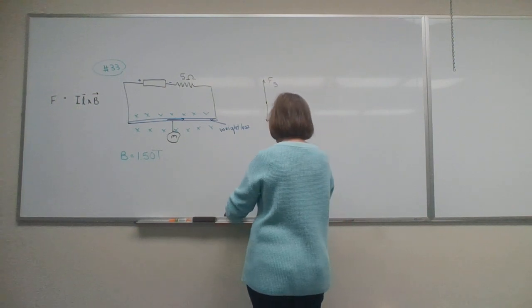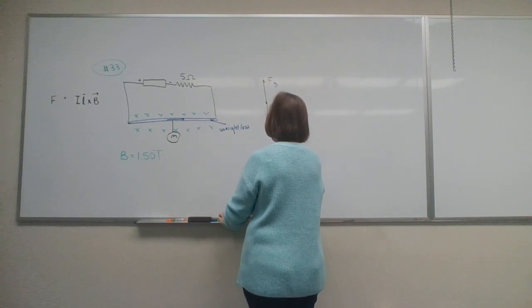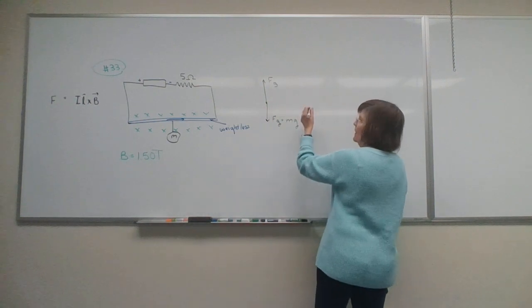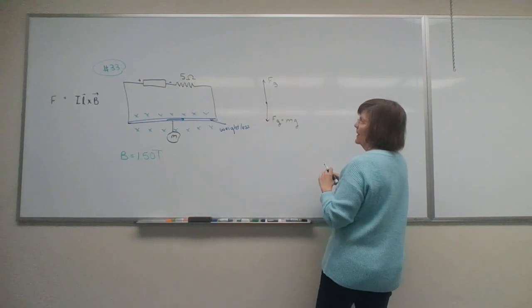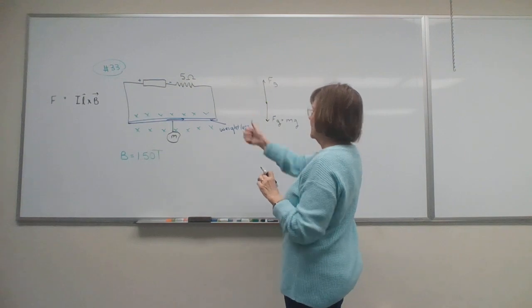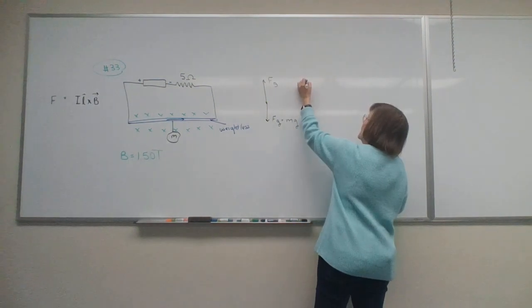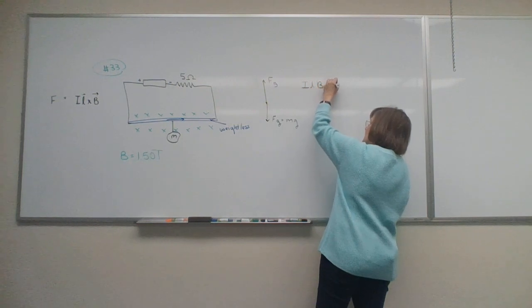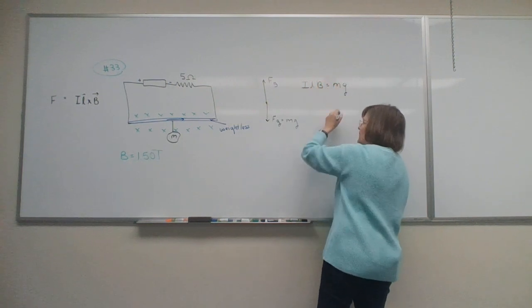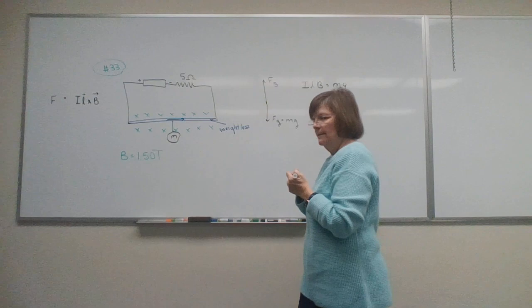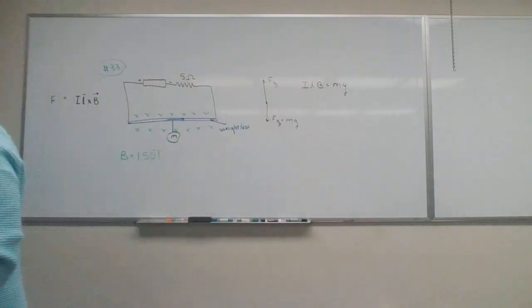That magnetic force is going to be equal to ILB, because it's IL cross B, and I is perpendicular to B. I need ILB to equal mg. That's how I can balance things. Let's read some more.